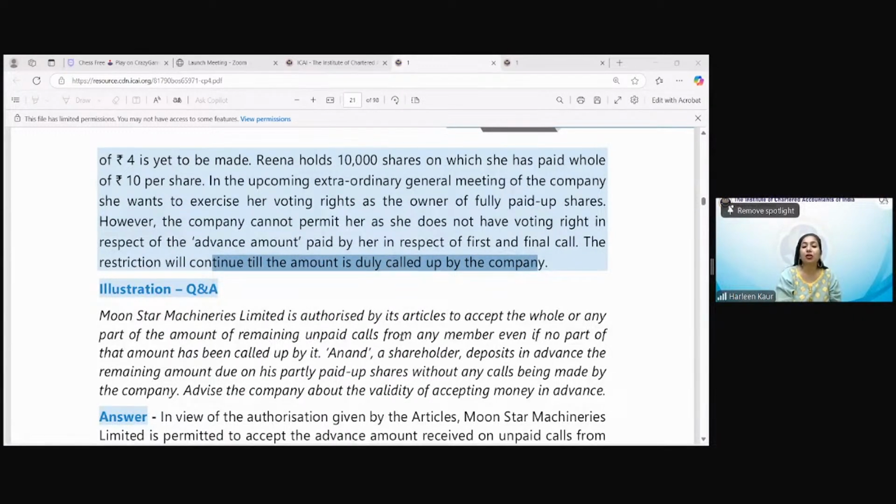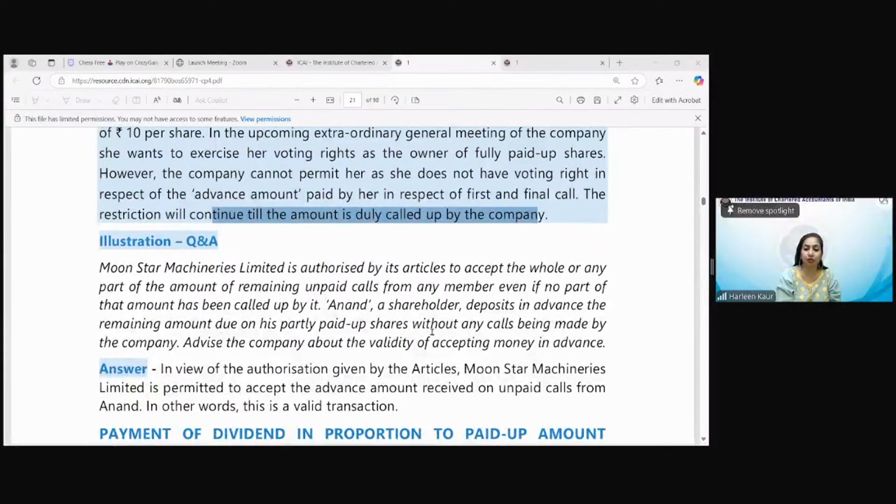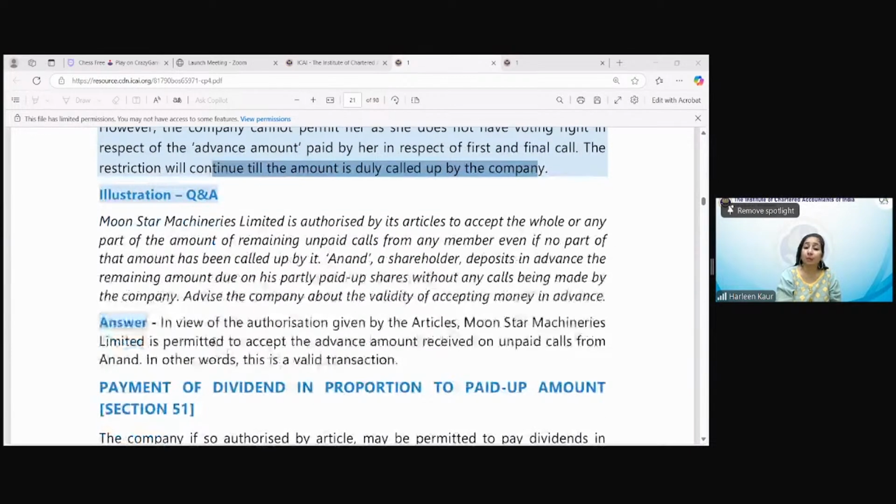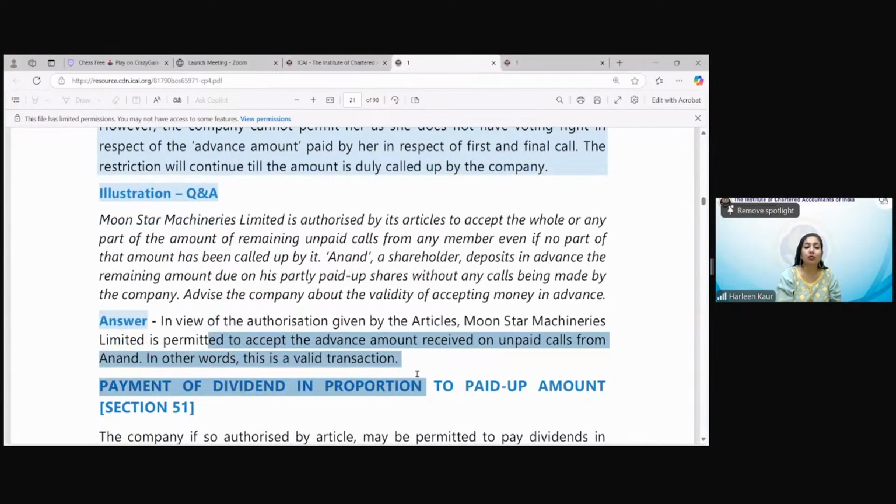Moonstar Machineries is authorized by its articles to accept the whole or part of the amount remaining unpaid on shares, even if no amount has been called. Anand, the shareholder, deposits in advance the remaining amount due on his partly paid up shares without any calls being made. What will happen now? The company is permitted to accept the advance amount from Anand. It is a valid transaction. Harsh, you were asking, see, we have clarified it clearly. So you were asking, ma'am, is the company bound to accept?